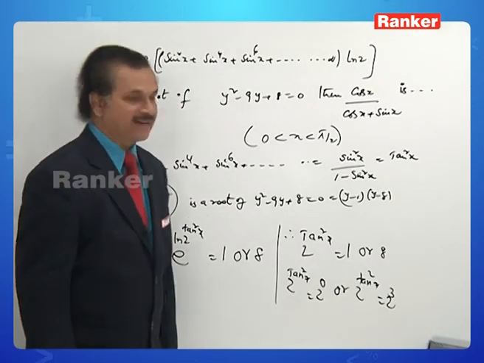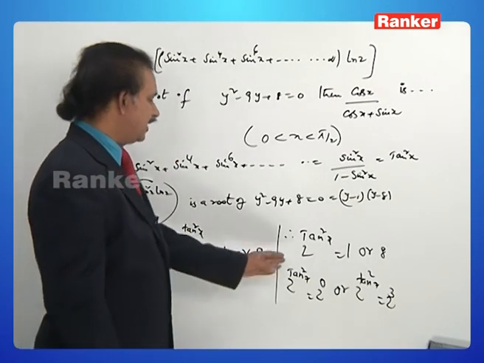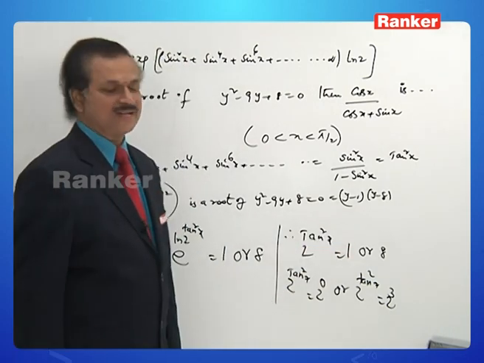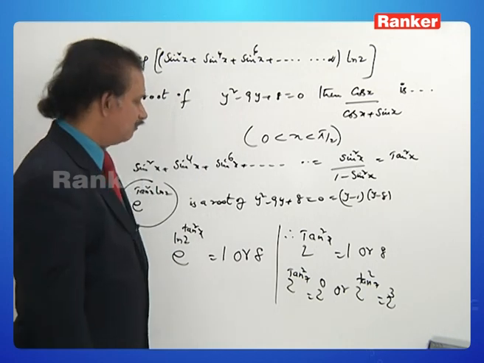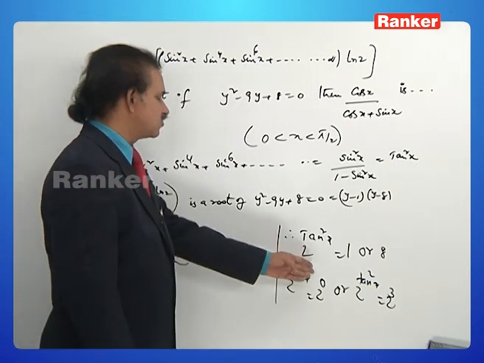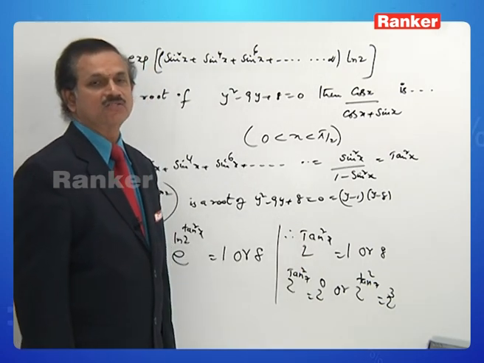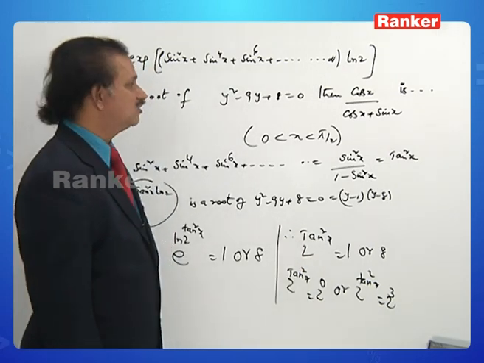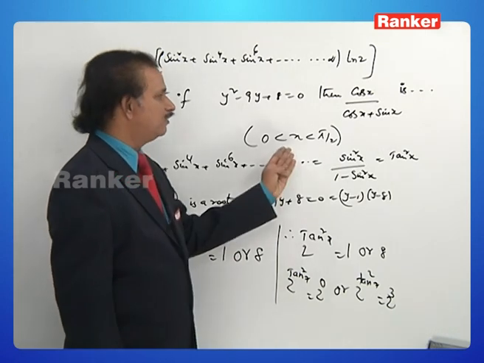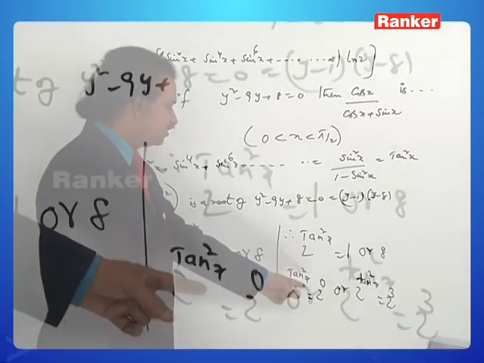How many cases will arise now? Two cases. One is tan square x is equal to 0 or tan square x is equal to 3. Let us now simplify the cases and have the answer. From the first one, tan square x is 0, then x is n pi, which is not possible. Why? Because x lies between 0 and pi by 2 only. So this is not possible.